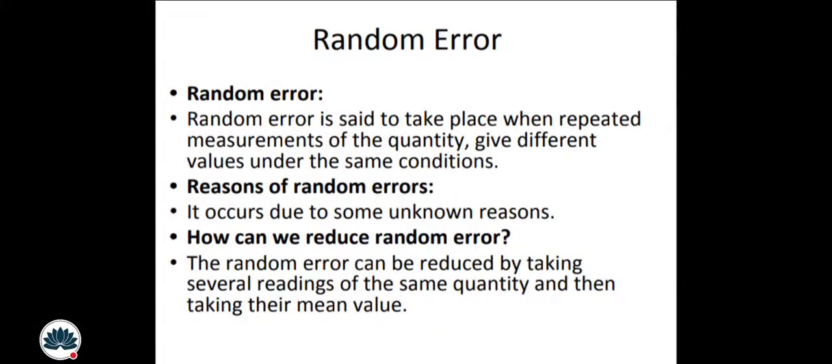Random error. Random error is said to take place when repeated measurements of the quantity give different values under the same conditions. The reason for the random error is that it occurs due to some unknown reasons. How can we reduce random errors? The random error can be reduced by taking several readings of the same quantity and then taking their mean value.